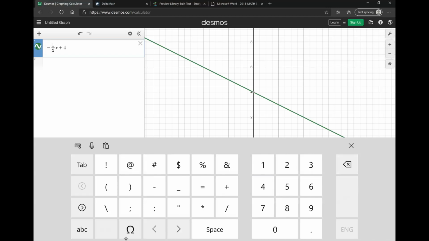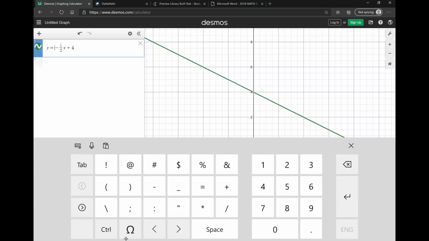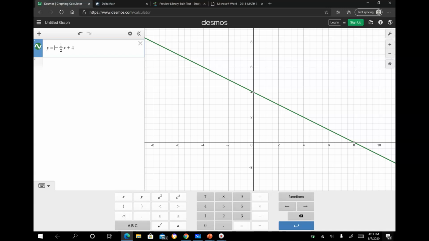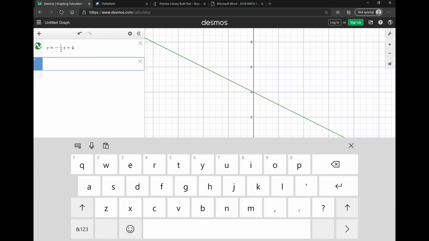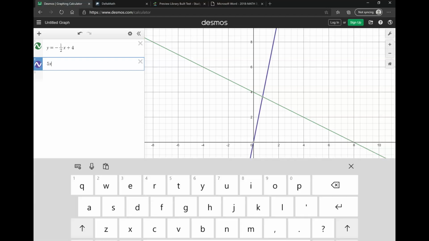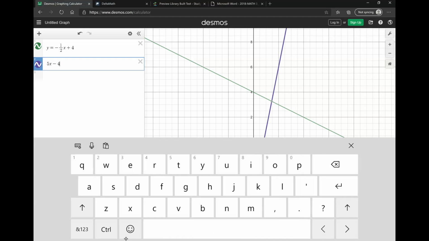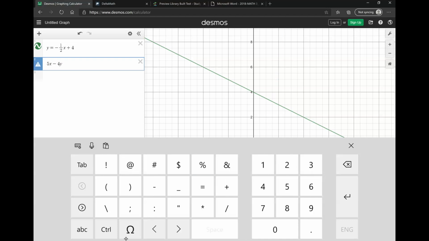I forgot the y. Sometimes you don't need the y, but sometimes you do, so it's a good habit just to go ahead and keep typing y equals, okay? It doesn't hurt you to type the y, but it will hurt you not to type the y sometimes, okay? So 5x minus 4y equals 12, okay?